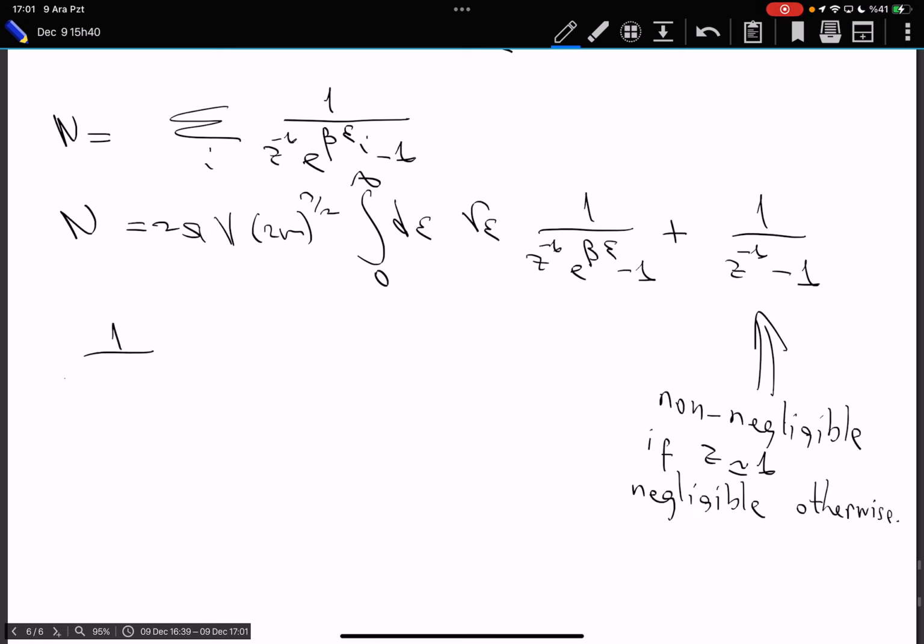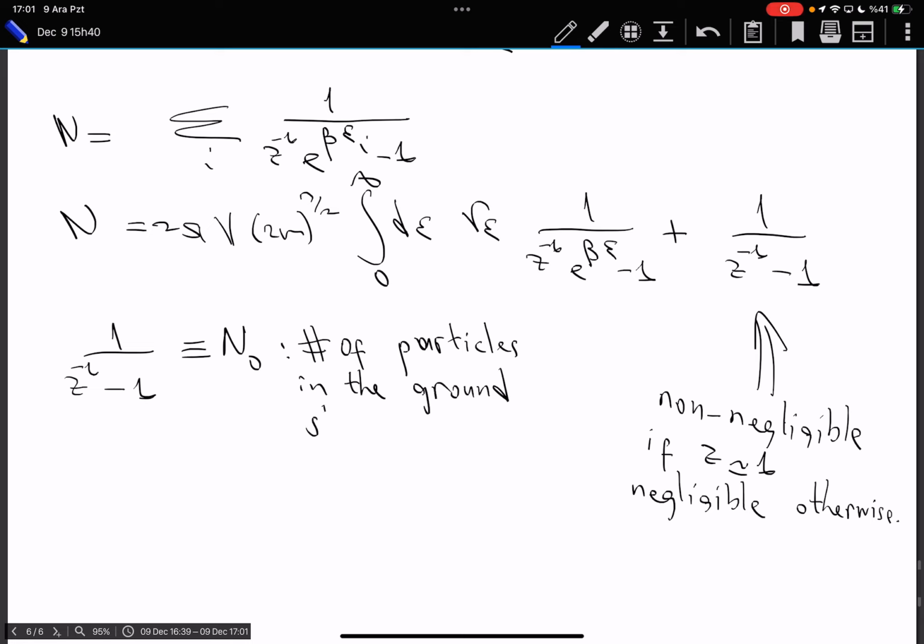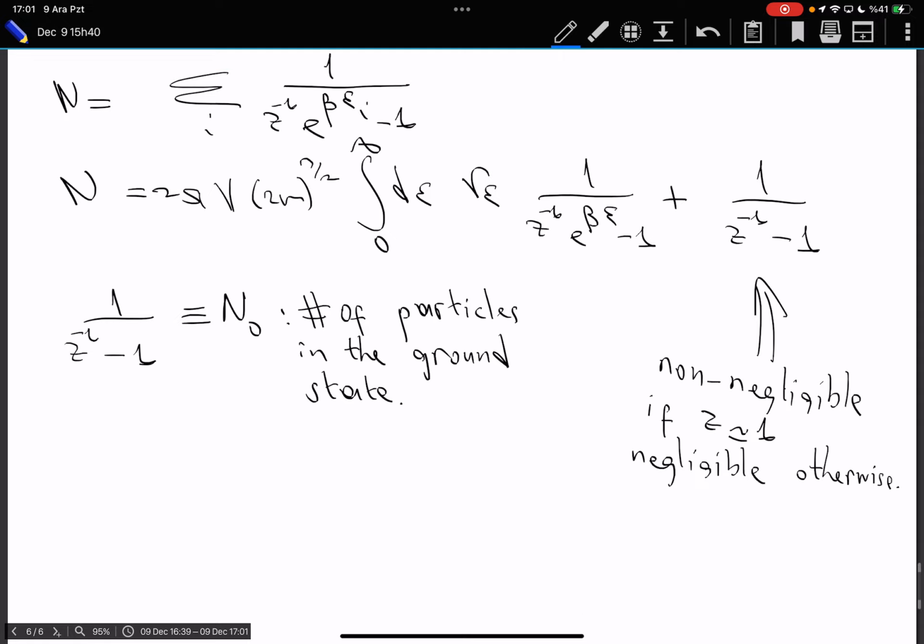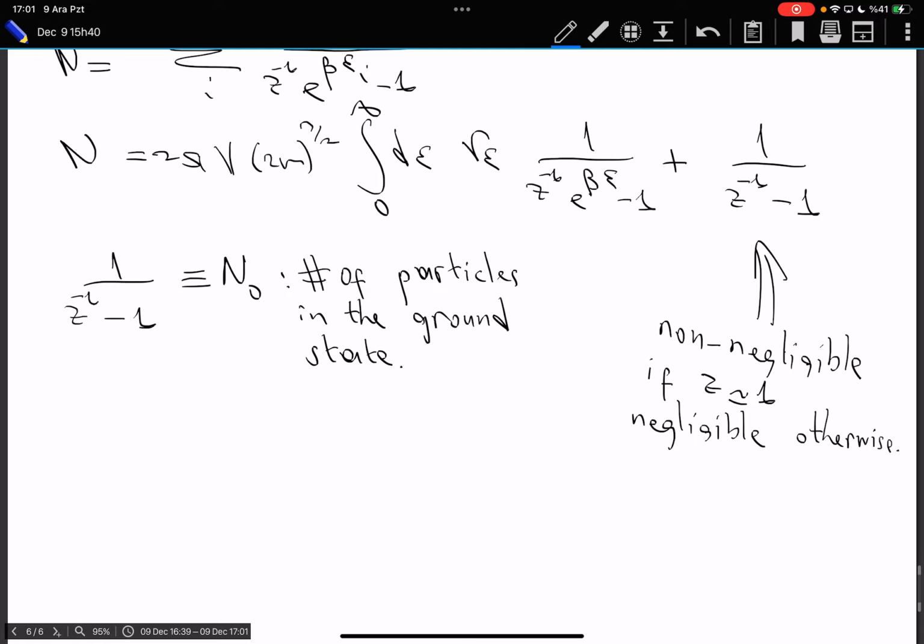Now that term, this is what we will define as N0. That is the number of particles in the ground state. Now let's get that integral. Well, let's just play a bit more. N is equal to 2 pi V (2m) to the power 3 halves, integral from 0 to infinity d epsilon square root of epsilon. Well, let me just rewrite it.